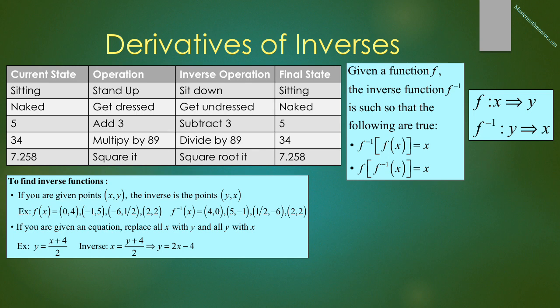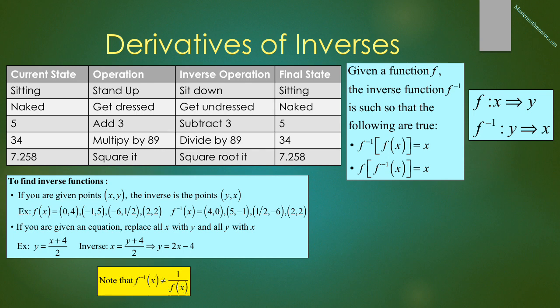If you are given an equation, replace all the x's with y's and all the y's with x's. So if you are given y is equal to (x plus 4) over 2, the inverse is x equals (y plus 4) over 2. If you can, and it's not too difficult, you solve for y. In this case, the inverse would be y equals 2x minus 4.